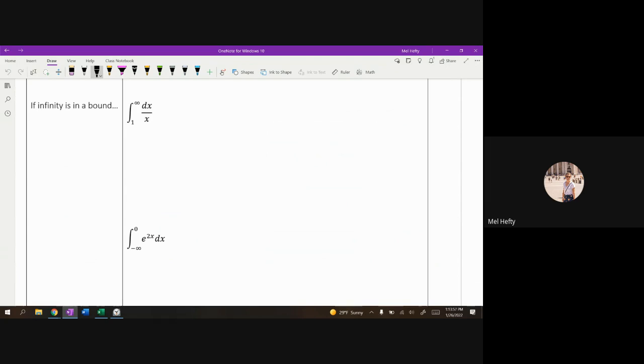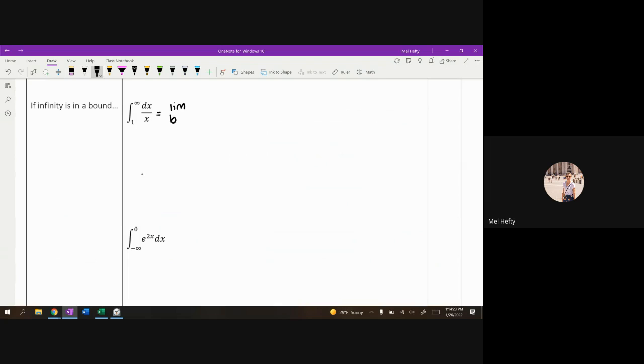If you see infinity in your bound, the first thing you're going to want to do is replace that with a limit at the front and a letter. I tend to use the same letters all the time; they're the letters most textbooks use. I'm always going to use A for my bottom bound and B for my top bound. You don't have to do that. You can use whatever letter you want as long as it's not in the integral or a letter that already stands for something, like E.